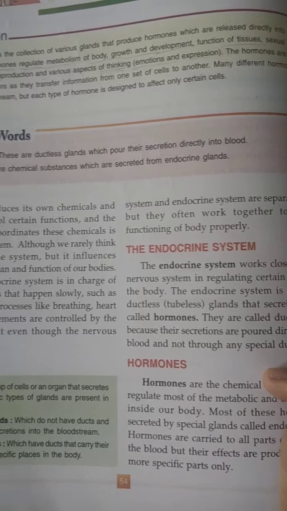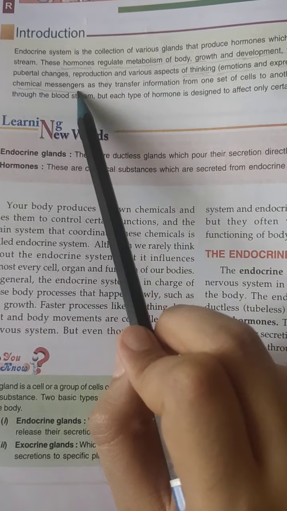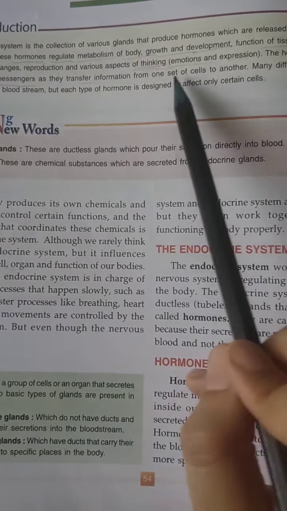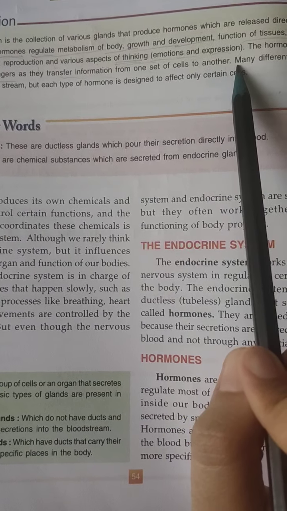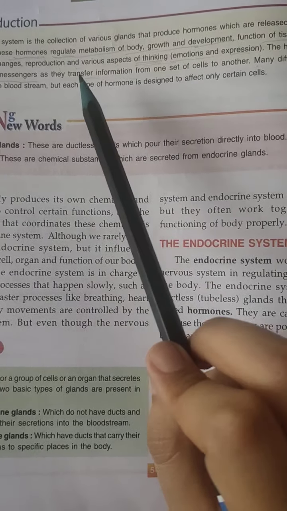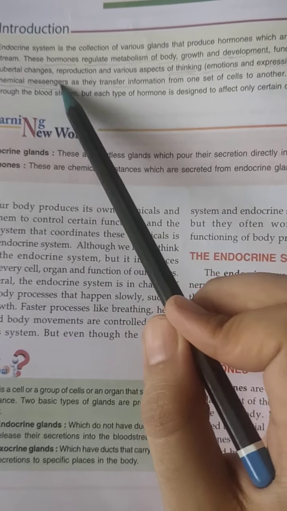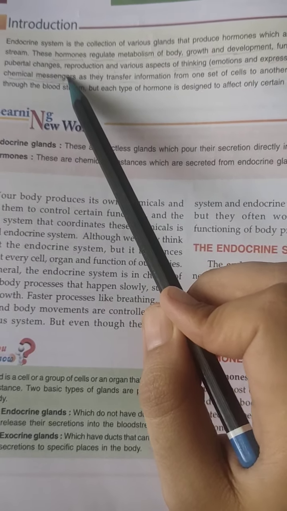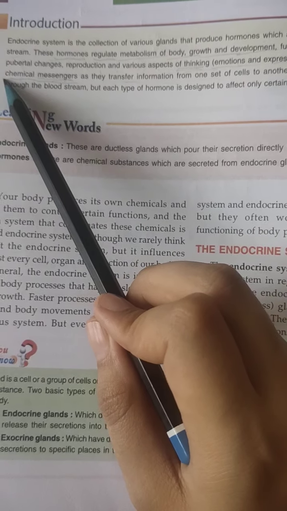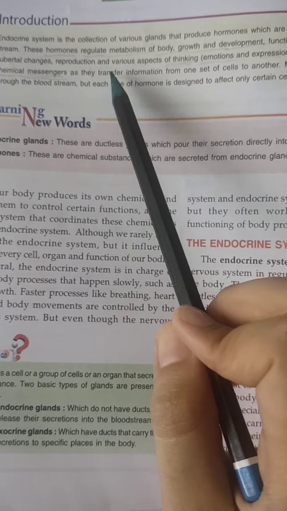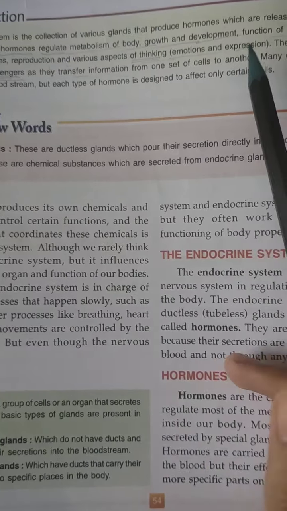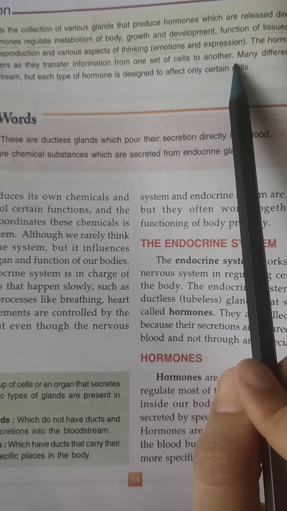The hormones are known as the chemical messengers as they transfer information from one set of cells to another. So basically, hormones are the chemical messengers. What are messengers? Those who send a message from one organ to the other. So how is it a messenger? Because they transfer the information from one set of cells to the other.